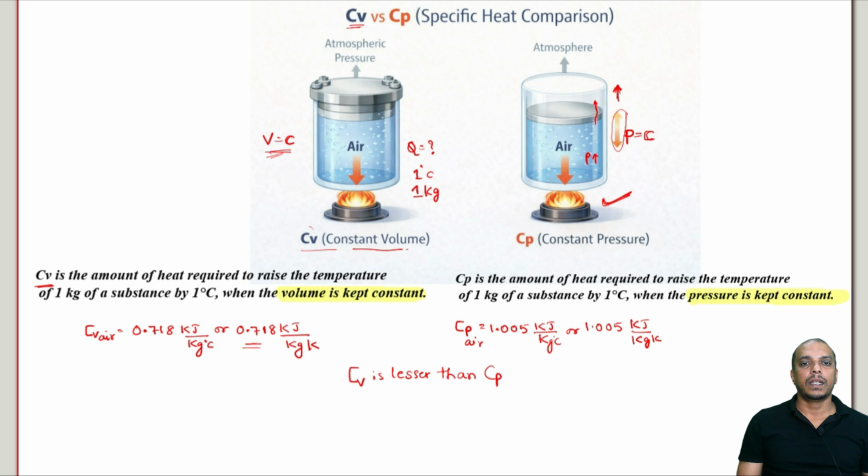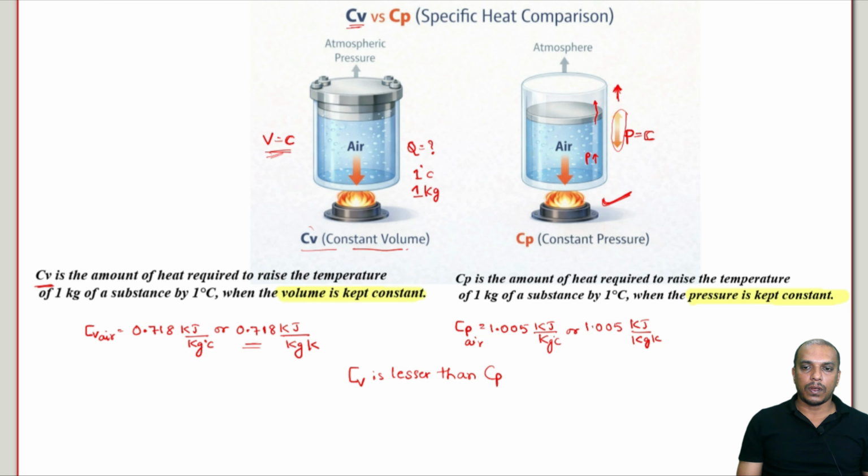It is because of this reason: the heat which we give at constant pressure is partly utilized to move the piston forward. So, in order to keep the pressure constant, CP is a little higher. We need more energy to get the same temperature rise.